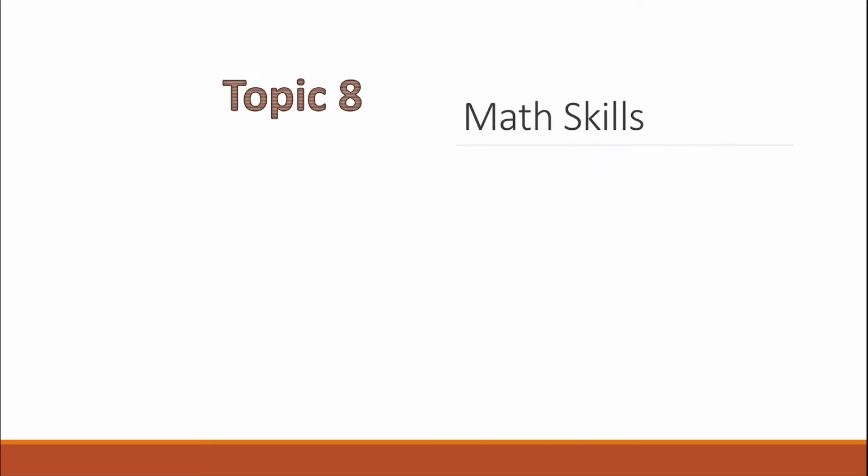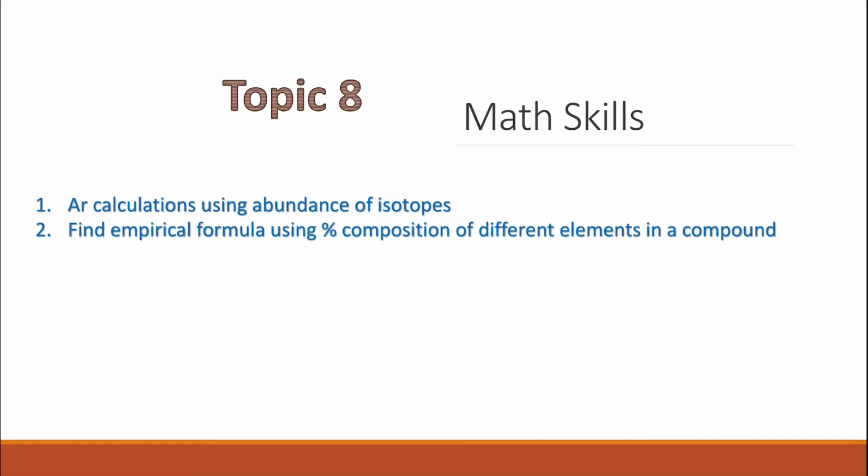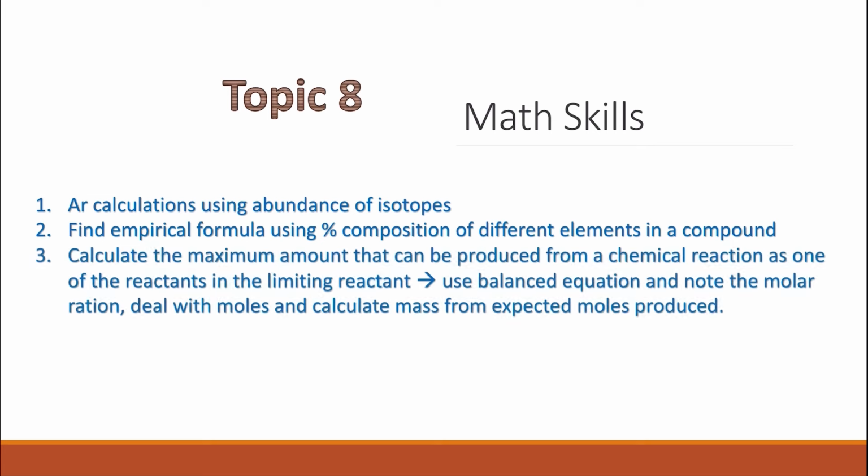So there will be several calculations in your exam. The most common ones are the calculation of the relative atomic mass using the abundance of the isotopes. So they will provide you with different isotopes and their relative abundance, and ask you to calculate the relative atomic mass. Find the empirical formula using the percentage composition of different elements in a compound. Very common in the exam. Please try to practice some of these questions to know the technique.